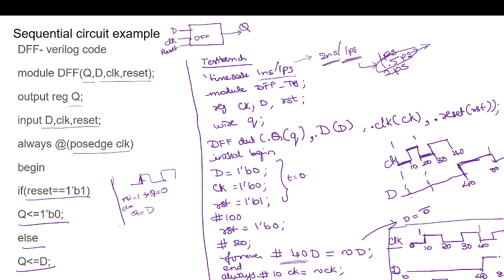Okay, but the time scale unit here for the 10, 20, 30 for the clock, will it be changed? Yes. Now we are saying that 1 nano is the unit, so this has 10 nanosecond. If we say like this, then it will be 20 nanosecond. Okay.